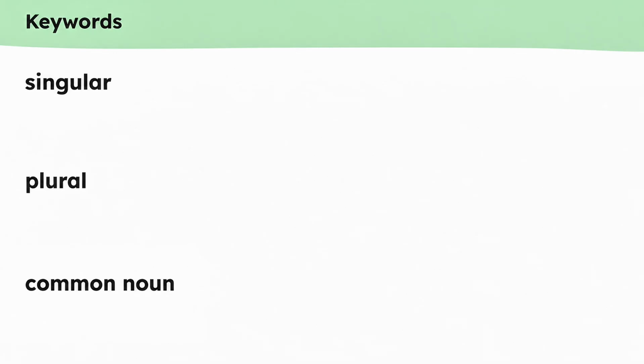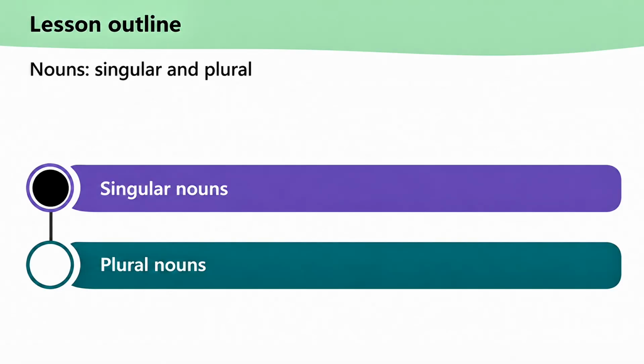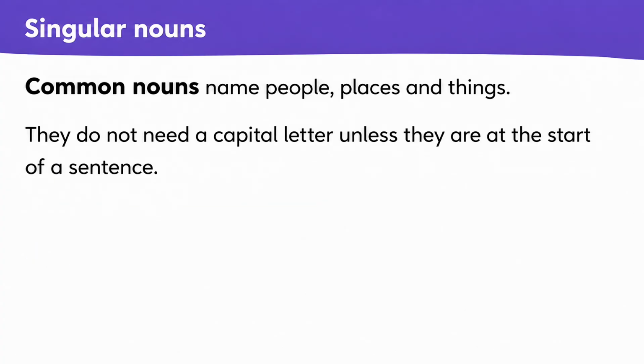The first part of our learning today is exploring singular nouns. We know that common nouns name people, places, and things. We also know that because they are common nouns, they do not need a capital letter unless they are at the start of a sentence. Let's look at some examples.